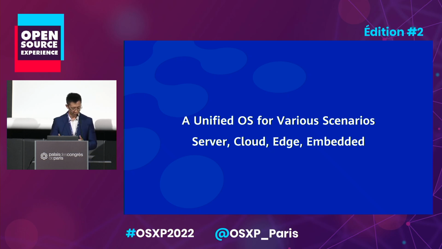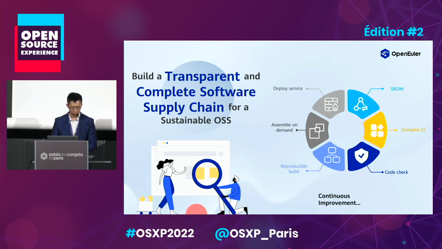And also we can help our partners and enterprises achieve success in their business. That's exactly the beauty of an open source project, and that's why we open sourced the openEuler project. In order to achieve this goal, the first thing we have to do is to build a transparent and complete software supply chain for a sustainable OS.